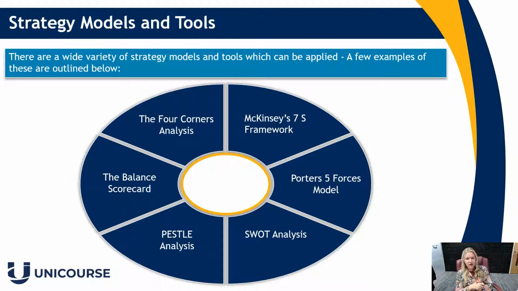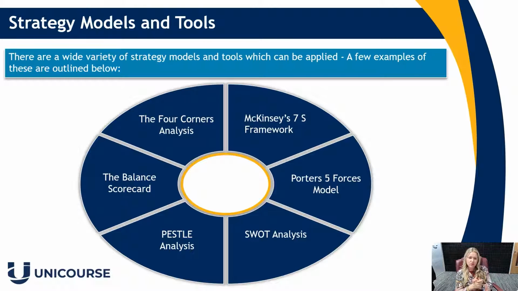McKinsey's 7S framework can be used to analyse the effectiveness within the organisation and the impact of change. It looks at the structure, the strategy, systems, style, staff, and shared values, and that's what the 7S stands for.